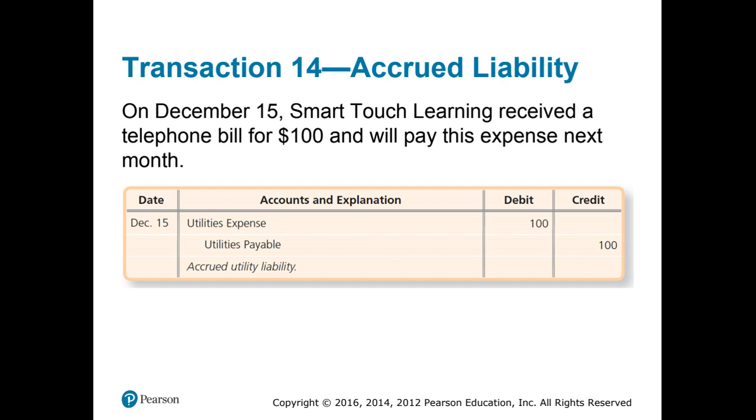On December 15th, Smart Touch Learning received a telephone bill for $100, and we're going to pay this expense next month. So we're going to debit our utilities expense for $100. We're going to credit utilities payable for $100, and we're going to note that we had accrued utility liability.